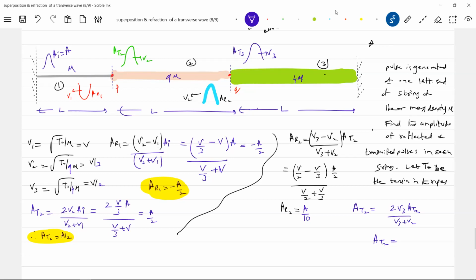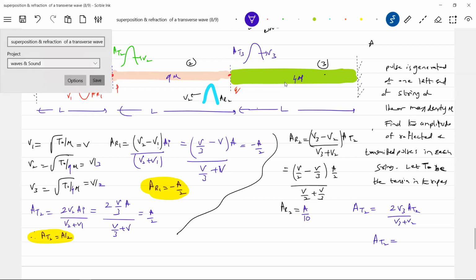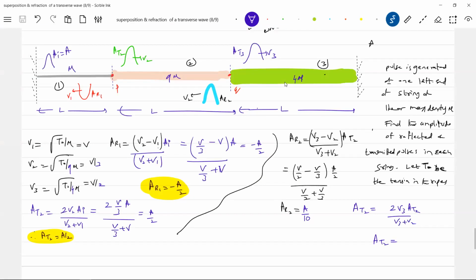Anybody value? 82. 82 value. Somebody just simplify. 3A by 5. Huh? 3A by 5. Okay, let me write it.